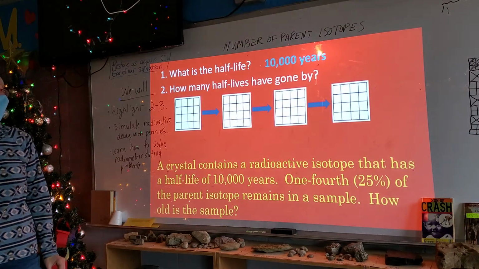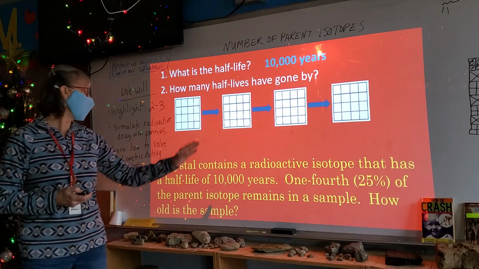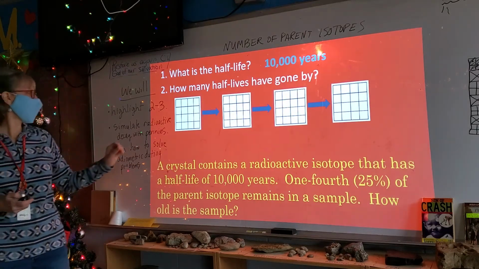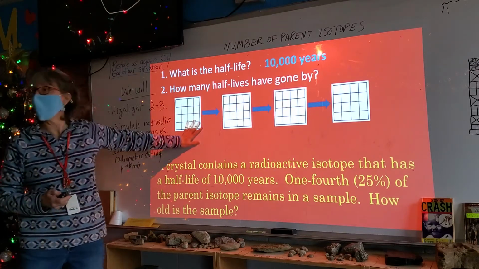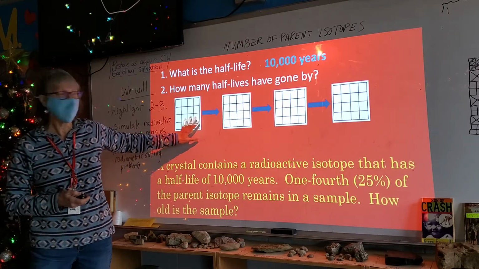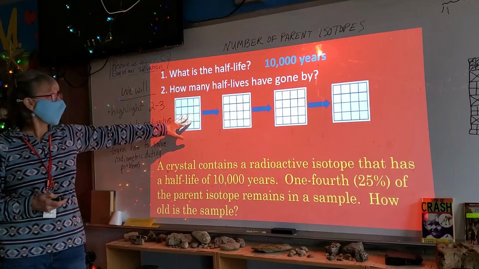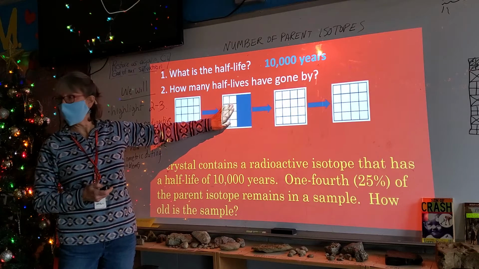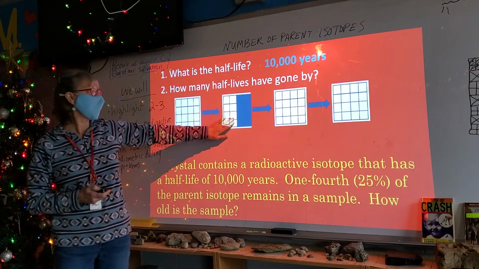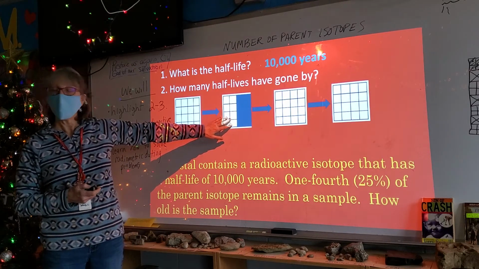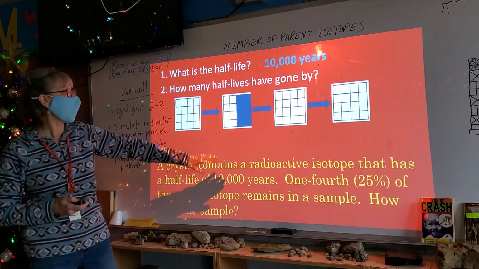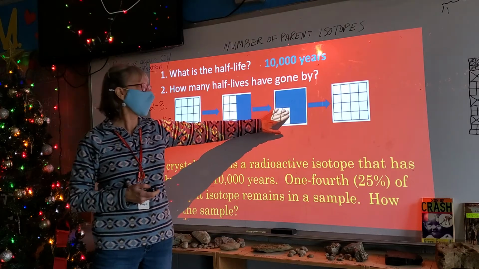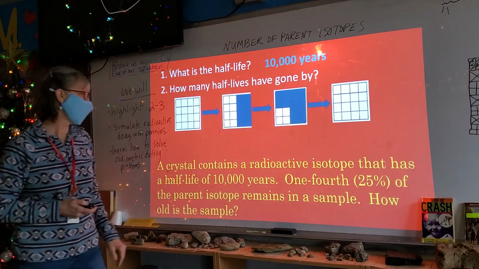Then, how many half-lives have gone by? Well, we know that 1/4 of the parent isotope remains. We start out, the white is all parent. After 1 half-life, we have half of that remaining. But do we want half or a fourth? We want a fourth. We want 25%. So we have 1/4 of the parent isotope remaining.